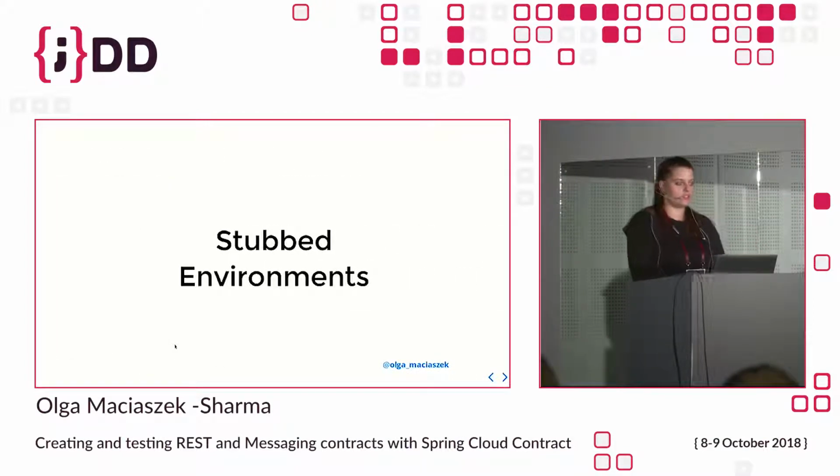And what are the other solutions? A very popular thing is stubbing. We can stub our environments, we can stub our tests. Of course, we do it extensively for unit tests, but we can also do it for integration tests, and we can do it in our test environment. For example, we can use WireMock.